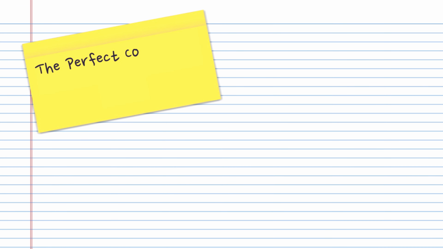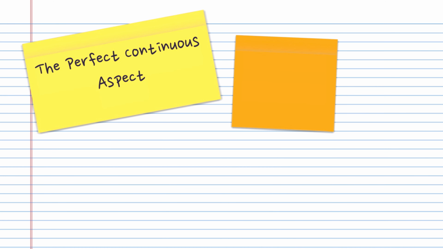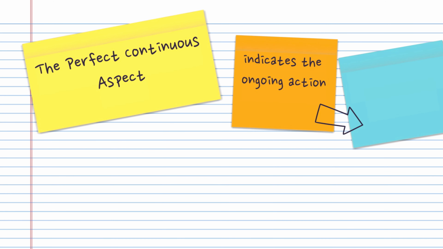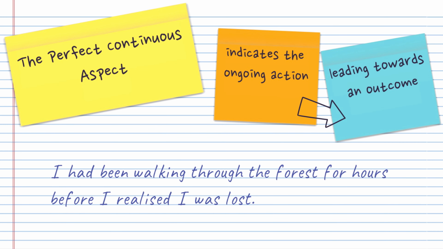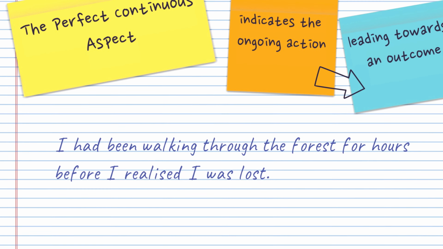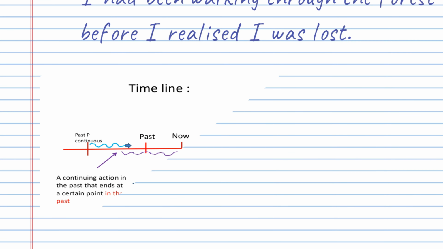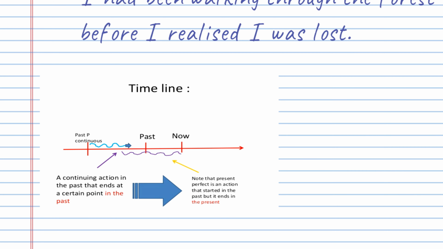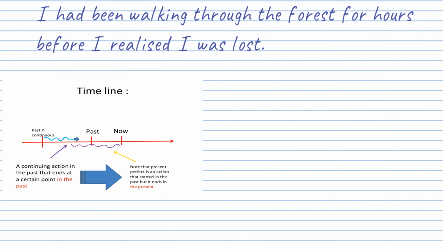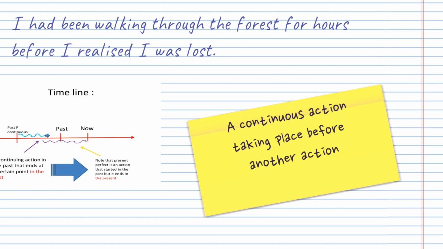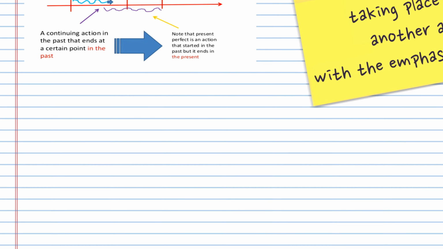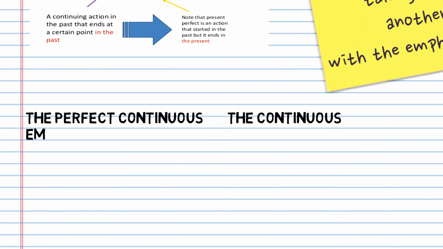The perfect continuous combines the previous 2 aspects. It indicates an ongoing action that's almost complete or leading towards an outcome. For example, I had been walking through the forest for hours before I realized I was lost. It refers to the continuous action which takes place or is in the middle of taking place before another action that's in the middle of a period of time. We don't know if we are finished here, or maybe we are finished with the action, or maybe not. The emphasis is on duration with the perfect continuous, not on the action.